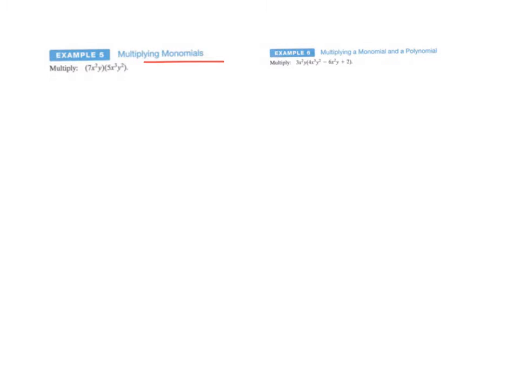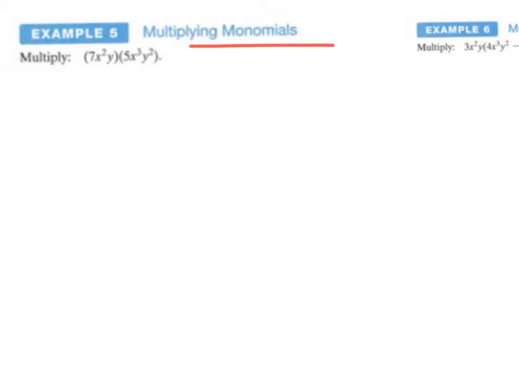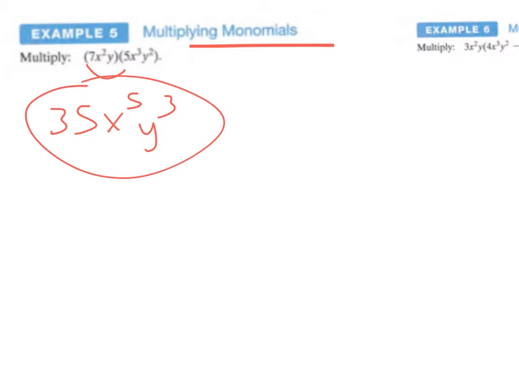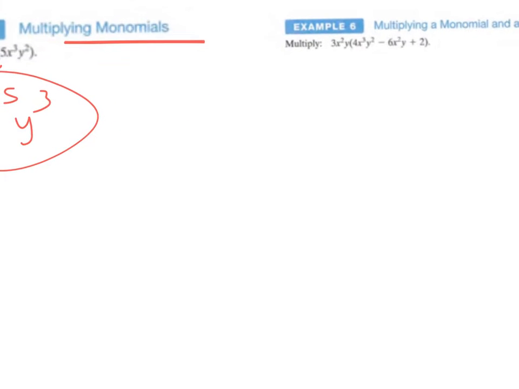Multiplying monomials is pretty simple in terms of all we do is multiply the numbers and add the exponents of the same letters. So 2 plus 3 is 5, and 1 plus 2 is 3. And there's my multiplication. If I have plus signs, I still distribute through. So 3 times 4 is 12. x squared and x cubed is x to the 5th, and y to the 1 and y squared is y cubed.